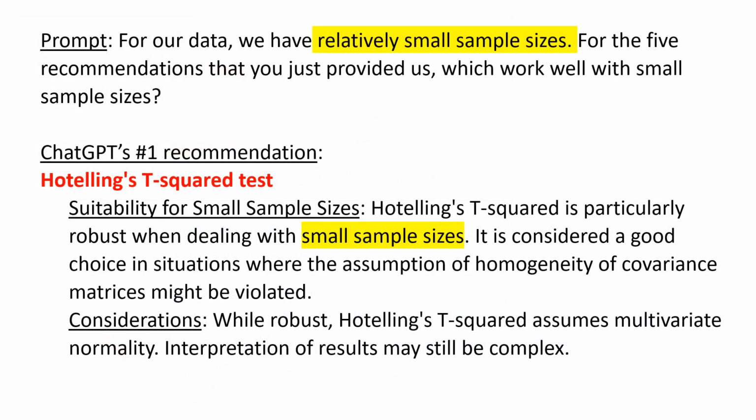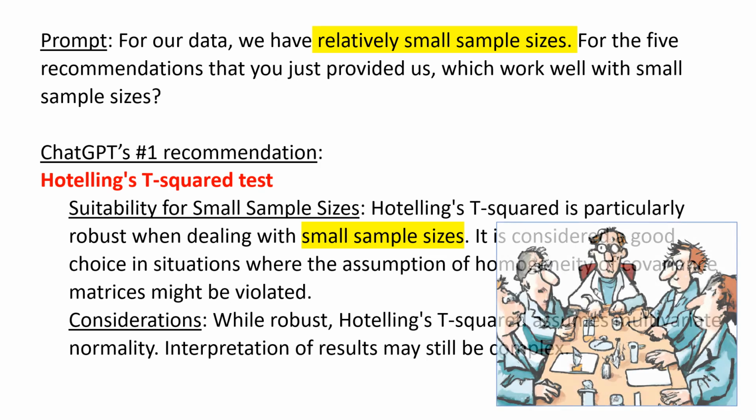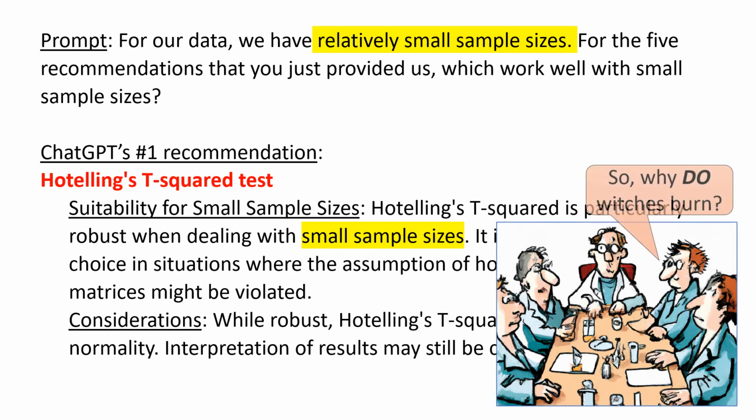Because we have a relatively small sample size for some plots and some years, we want to know which of ChatGPT's recommendations work best for this condition. Given this condition, ChatGPT recommends using Hotelling's t-squared test. At this point, you should be getting the impression that working with ChatGPT is like sitting in a room full of experts that you are, well, chatting with about your research.